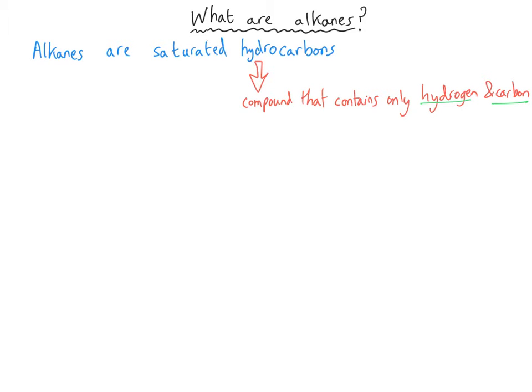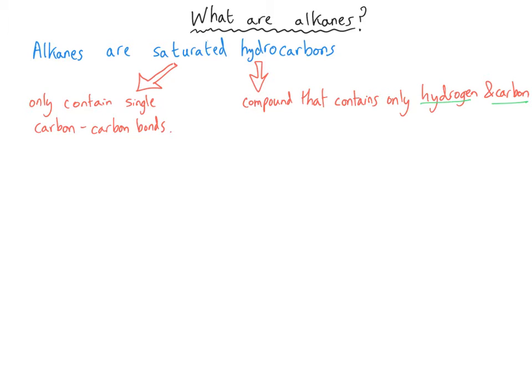The word saturated is a little bit more complicated to describe, but in as few words as possible, the bonding in alkanes is single bonds between carbon atoms. And this is what makes alkanes different to alkenes, because alkenes contain double carbon-to-carbon bonds.